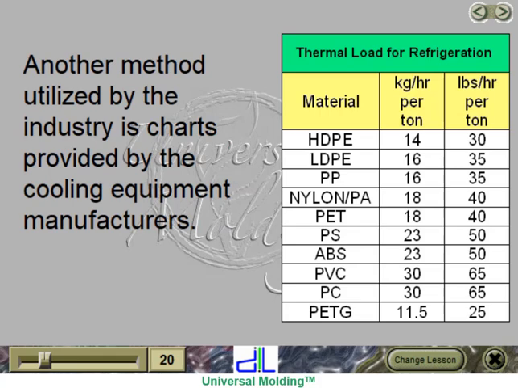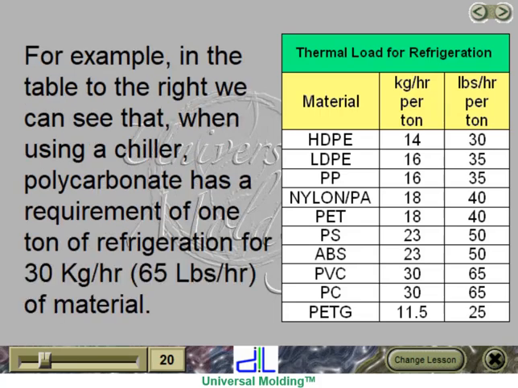Another method utilized by the industry is charts provided by the cooling equipment manufacturers. For example, in the table to the right, we can see that, when using a chiller, polycarbonate has a requirement of 1 ton of refrigeration for 30 kilograms per hour, or 65 pounds per hour, of material.